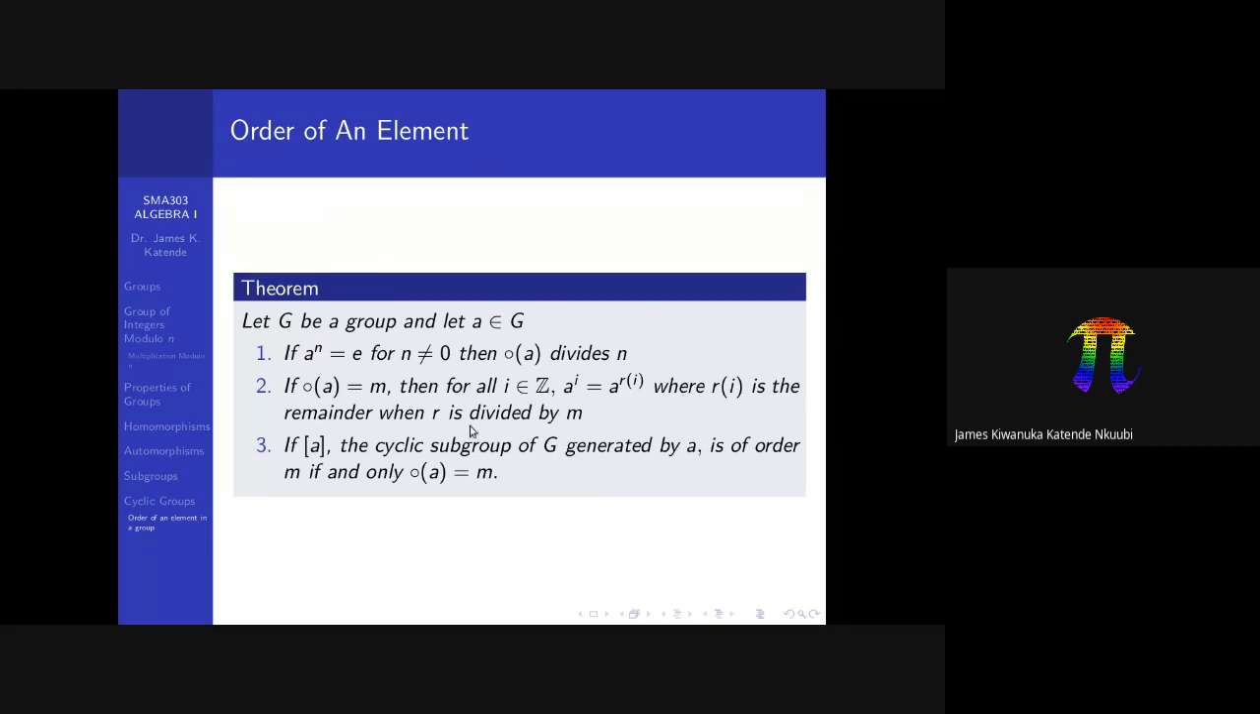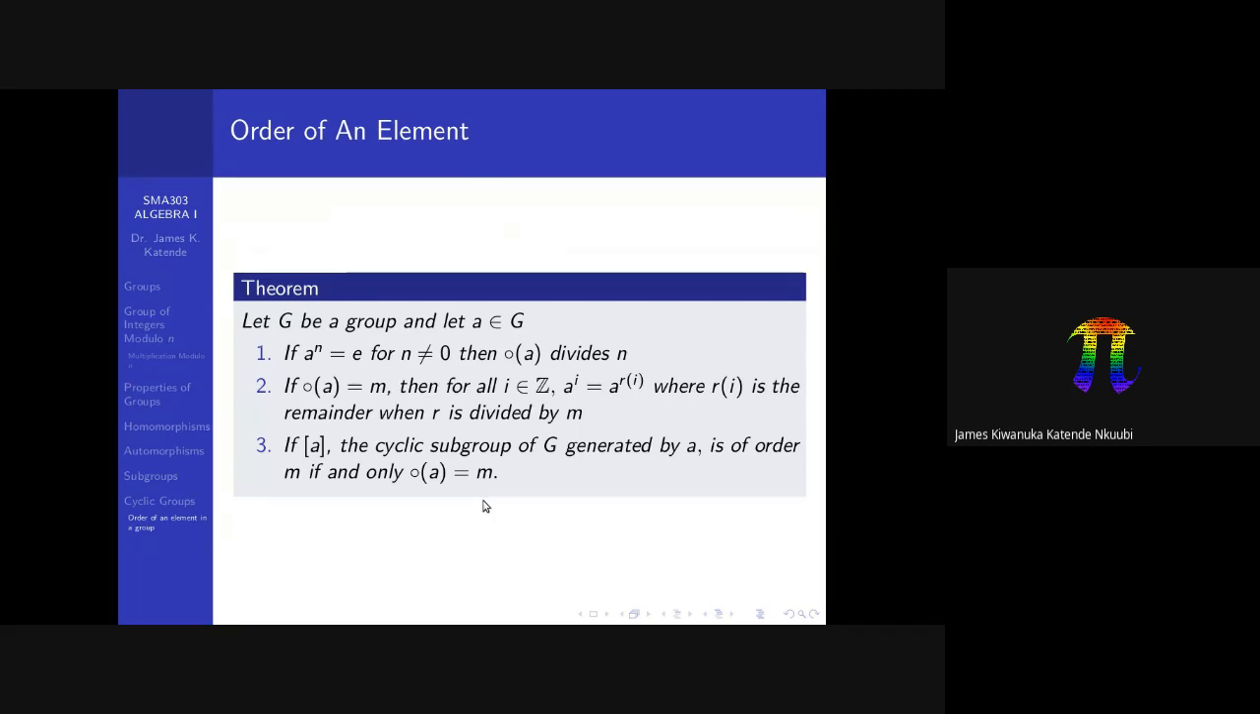The third one says the cyclic subgroup generated by A is of order m if and only if the order of A is equal to m. This is wrongly stated on the slide; the first "if" should not be there. So the cyclic subgroup of G generated by A is of order m if and only if the order of A is equal to m. That's the correct statement.